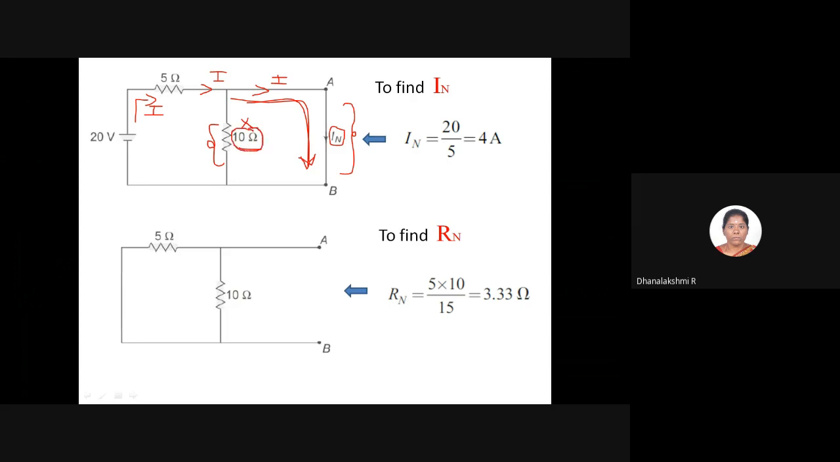No current flows in this 10 ohm branch. So there is no current flow in this 10 ohm. Once we don't have the current flow in this 10 ohm branch, this branch is meaningless. So therefore, we can remove this 10 ohm, because there will not be any current flow in the 10 ohm branch.